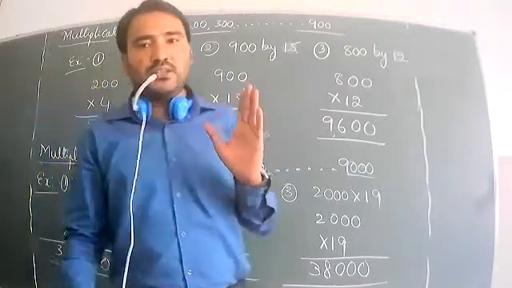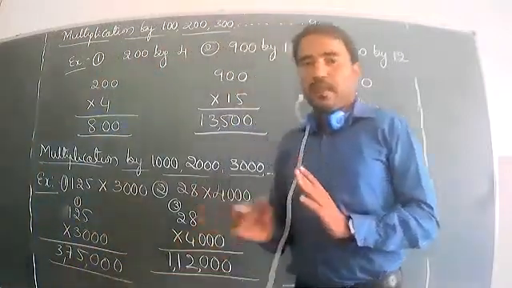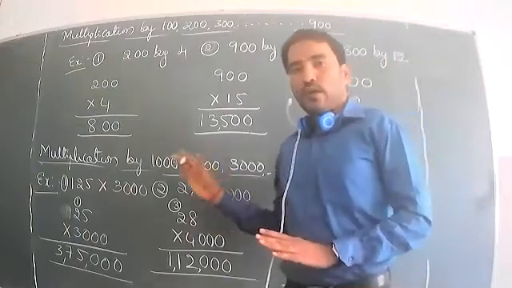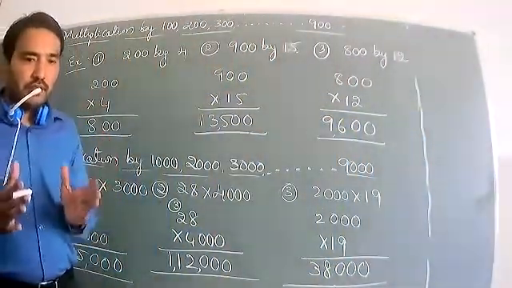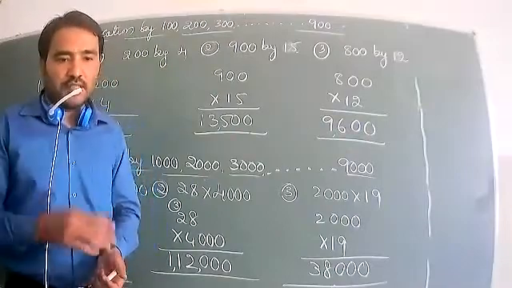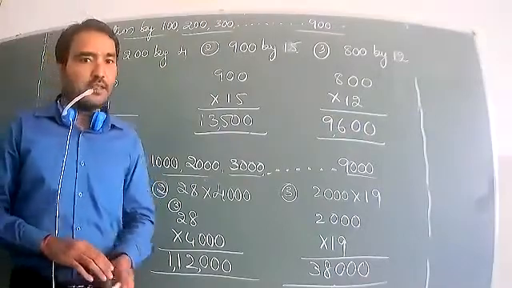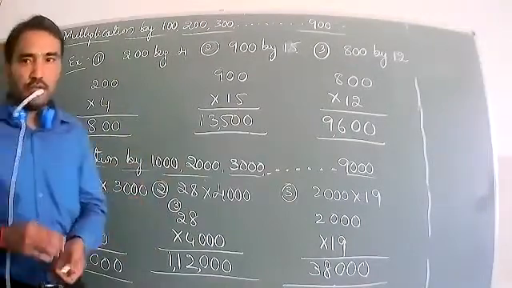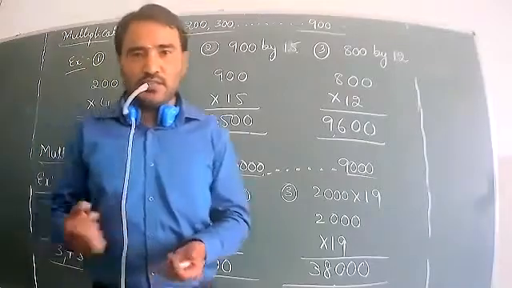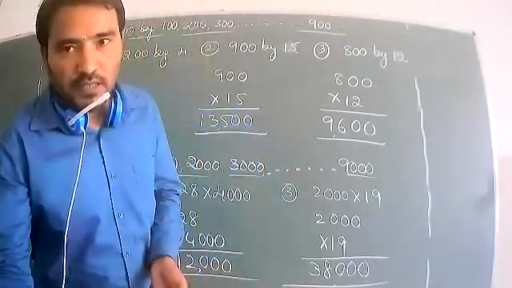So these are the examples of how to multiply 100 to 900 and then 1000 to 9,000. This is the method you have to follow to solve the exercise. I hope all of you understand this concept. Some of the problems I will solve in exercise 4A. I hope all of you understand. So this is the method, and now I will go for the exercise.